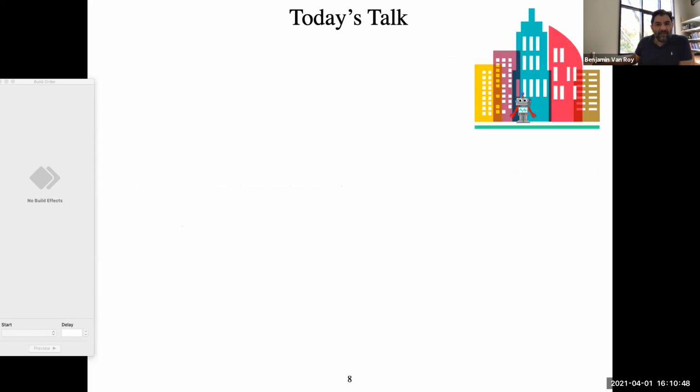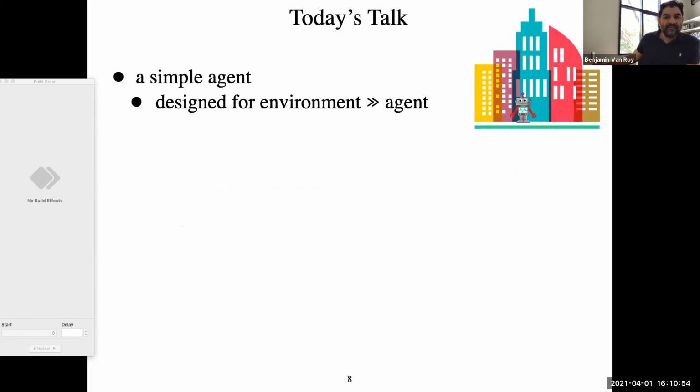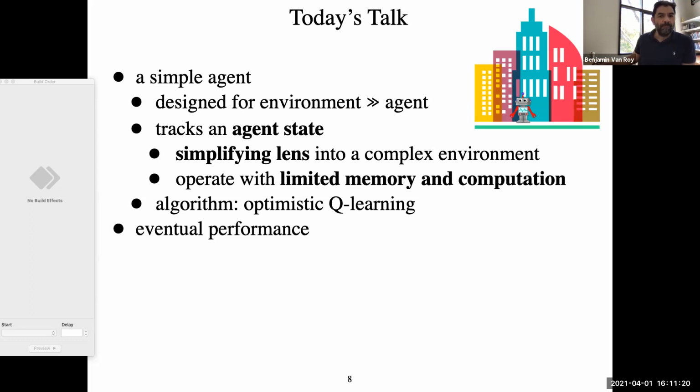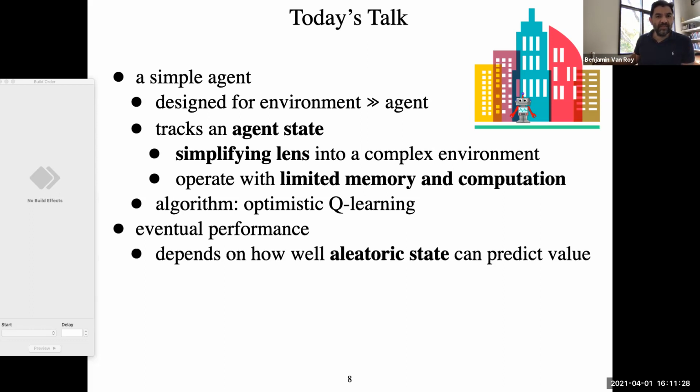Okay, and what we're going to talk about is a particular simple agent that's designed for this setting. And this agent operates by tracking, instead of the environment state, an agent state that offers a simplifying lens into the complex environment and allows it to operate with limited memory and computation. And the particular agent we'll talk about uses an optimistic Q learning algorithm.